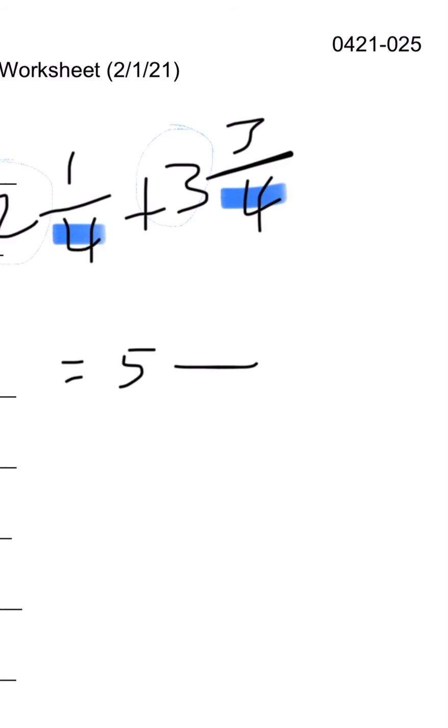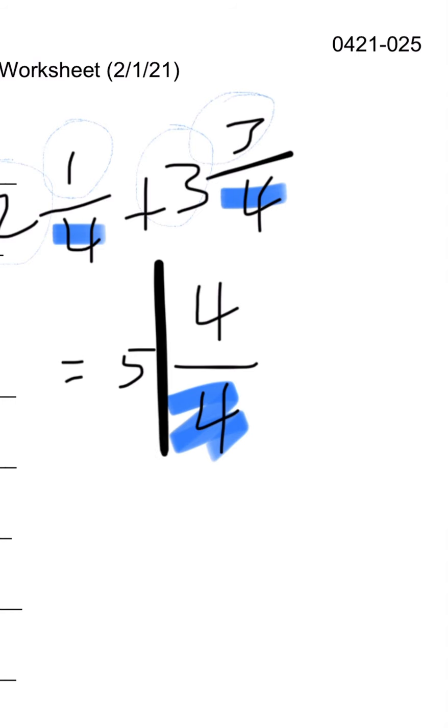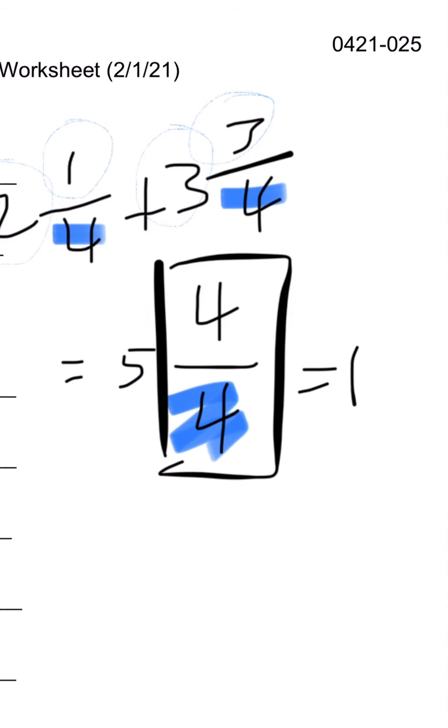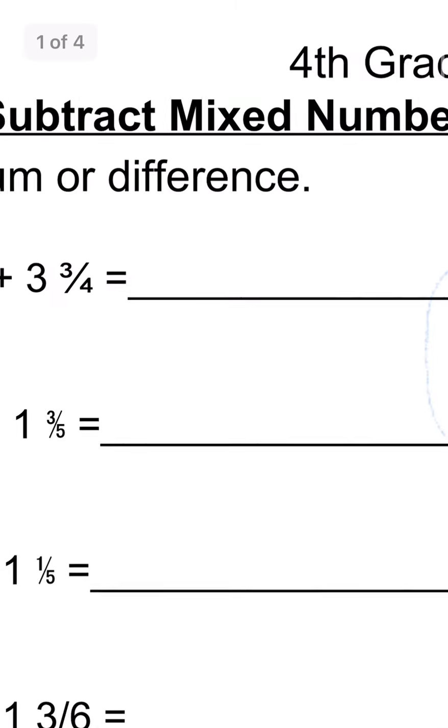Again, since we have common denominators, we just want to bring down the same denominator, 4. And then we'll add the numerators, 1 plus 3, which is 4. Here we see that we have 4/4, which equals 1. So we'll be doing 1 plus 5, which is 6.